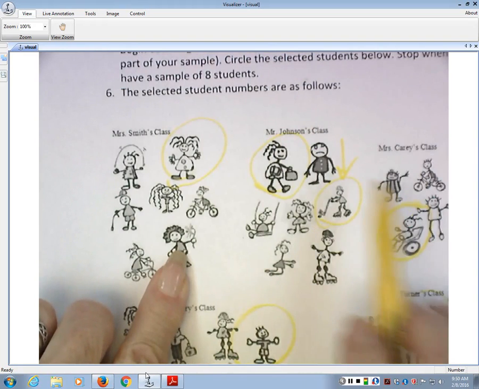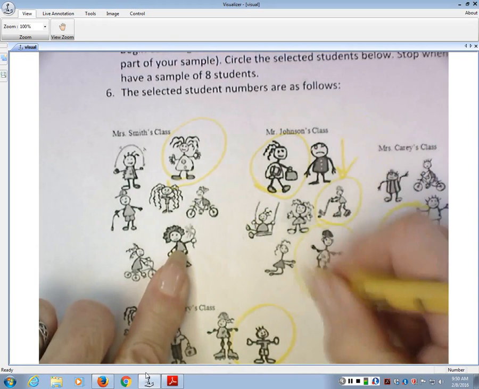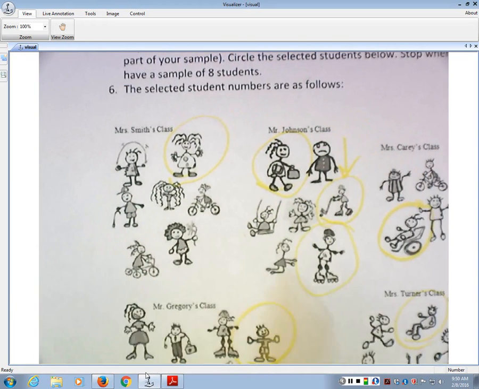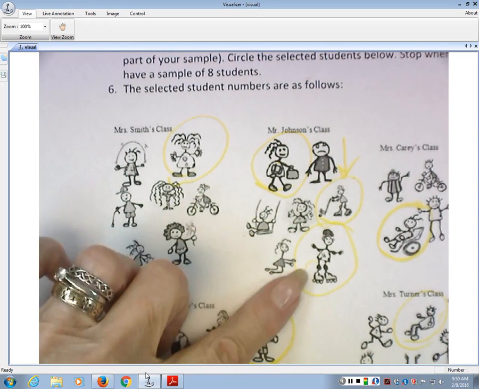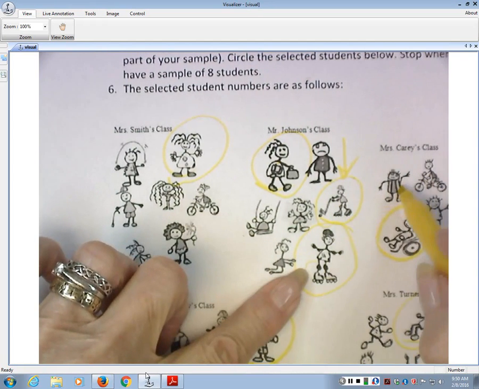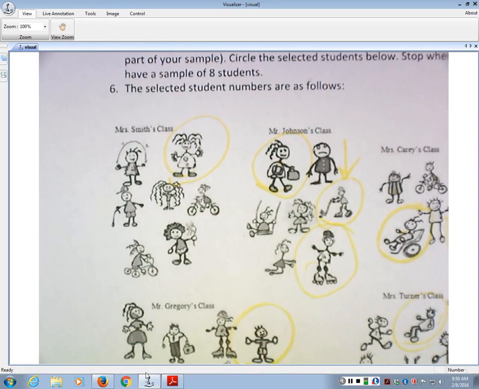So let's see, that would have been 1, 2, 3, 4, 5, 6. And I believe that would have made 8. 1, 2, 3, 4, 5, 6, 7. Nope, need one more. So 1, 2, 3, 4, 5, 6. We would have chosen that student for systematic sample.